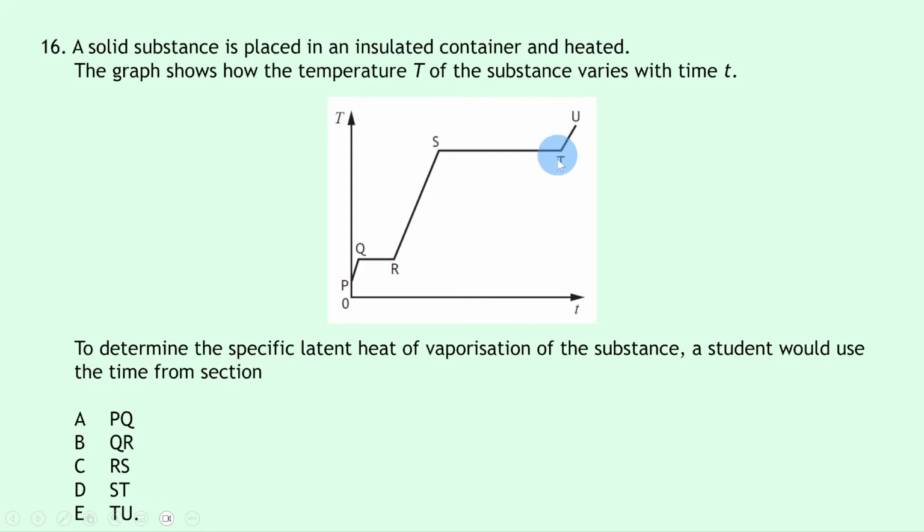Between S and T, the liquid is going to be evaporating, and then finally at point T, that liquid is going to have fully evaporated into a gas. So since between S and T we have evaporation going on, then we can think about vaporization, i.e. it's between S and T that we would use the time for to determine the specific latent heat of vaporization. So that means our answer here is D.